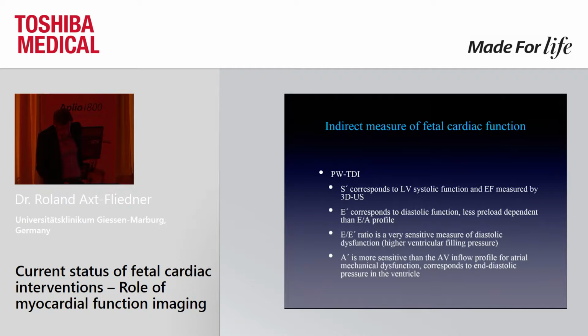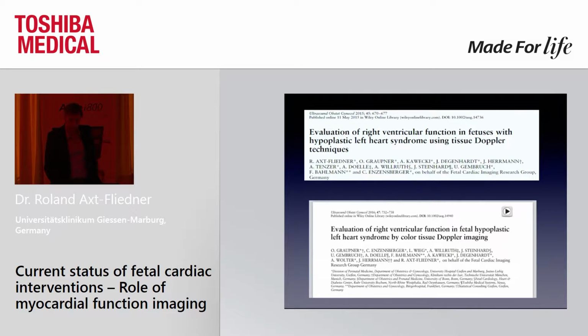And the E prime corresponds to diastolic function, as does the ratio of E to E prime. And this is a very sensitive marker of diastolic dysfunction. The higher this ratio is, the worse is the diastolic function. And A prime is an information on the AV valve inflow profile and on the diastolic function of the right ventricle.